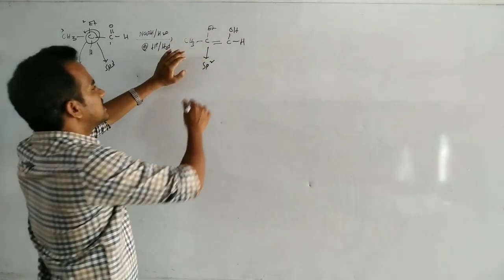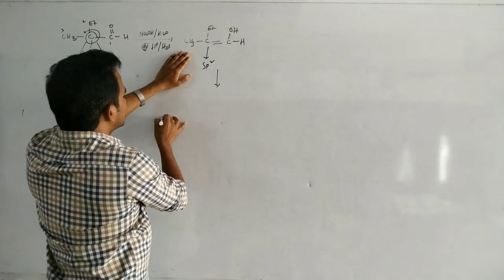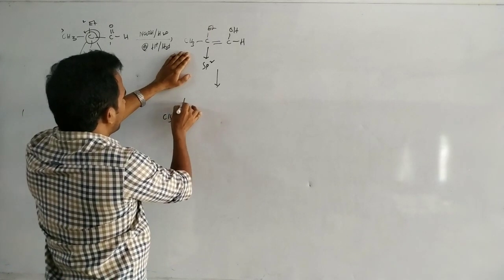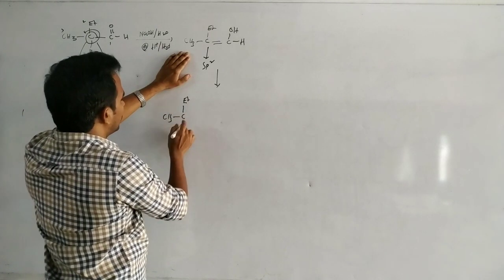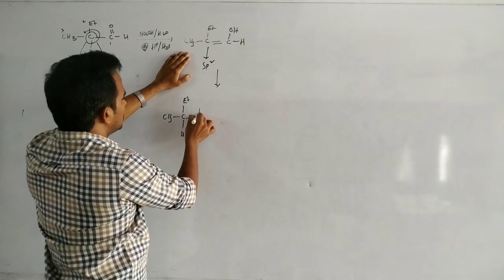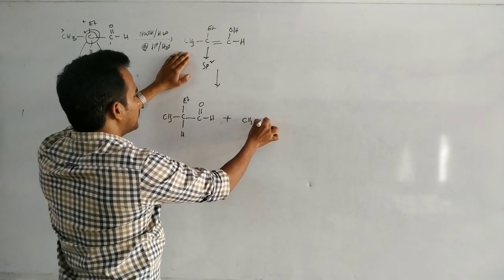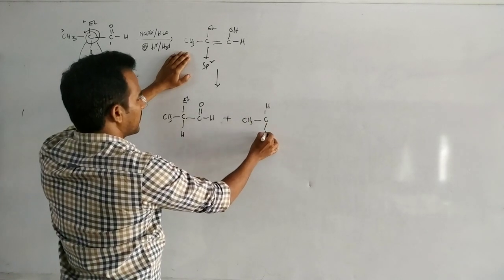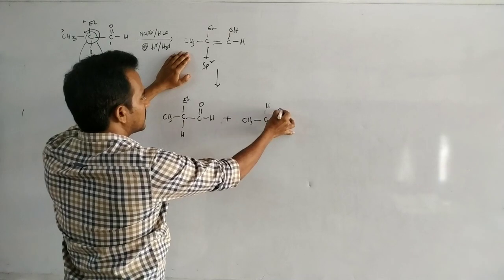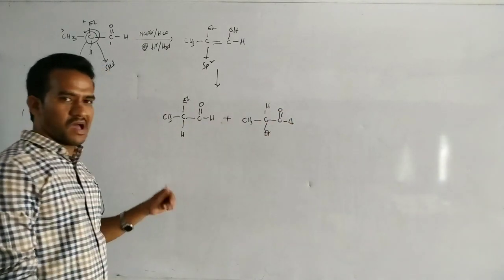Now here again this enol form is converted to keto form. Now that keto form, we cannot say whether it is S or R.